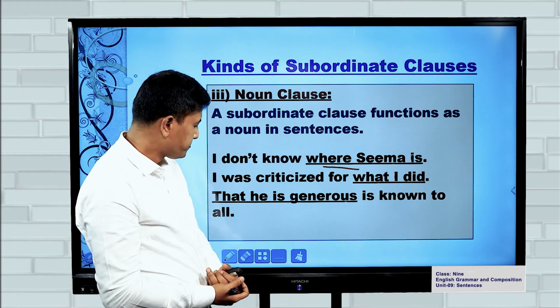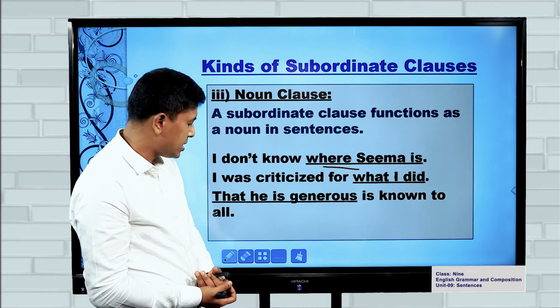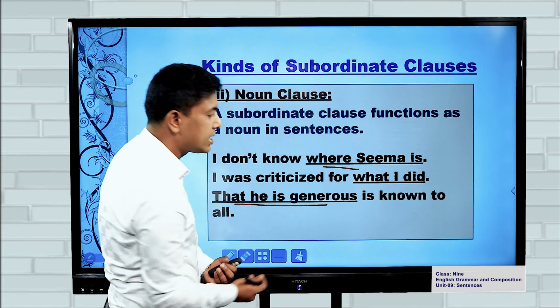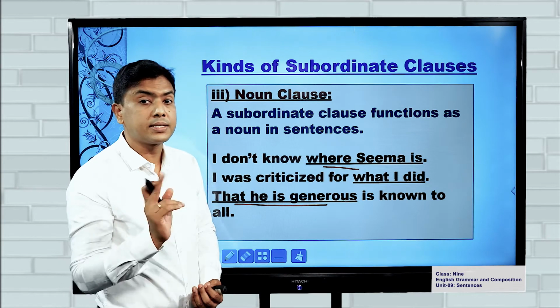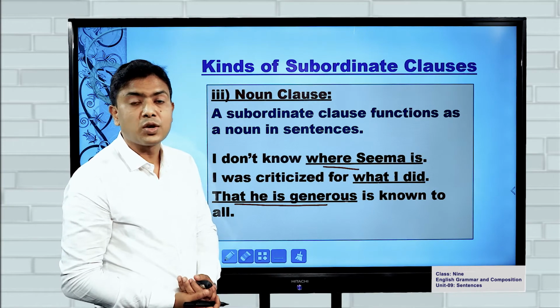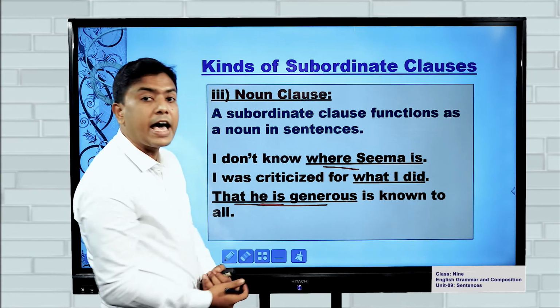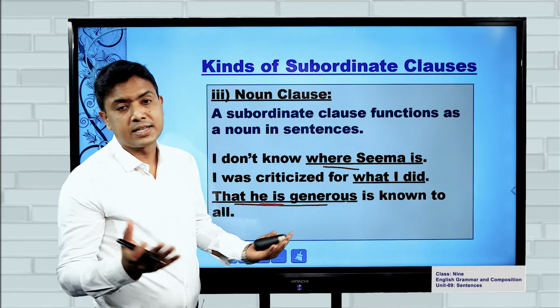And the last one, that he is generous is known to all. Here, this particular subordinate clause, which is underlined, is functioning as a subject. And you know, the subject of a sentence must be noun or pronoun. Here, this is functioning as the noun. Therefore, it is a noun clause.